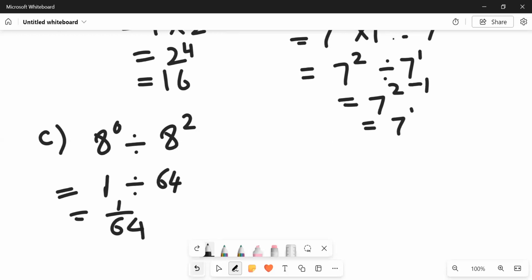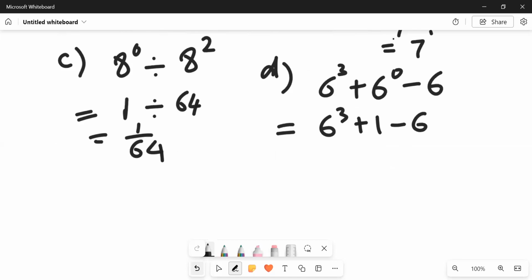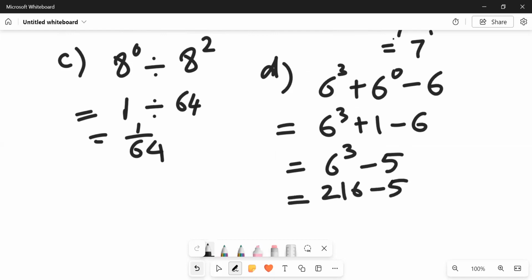It's the D part: 6 power 3 plus 6 power 0 minus 6. Now it is 6 power 3 plus 1 minus 6. It will be 6 power 3 minus 5. And 6 power 3 can be written as 216. 216 minus 5 is 211. Okay, the answer is 211.